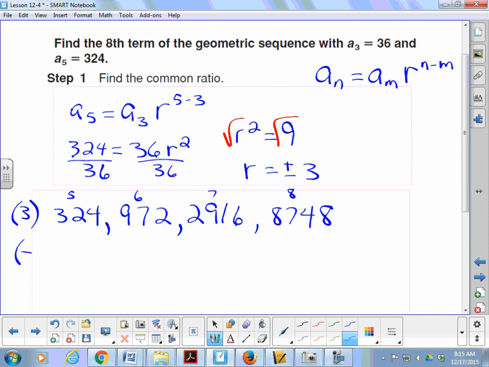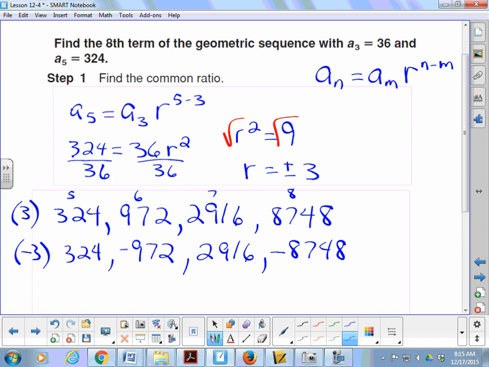What if we use negative 3? All right, so the fifth term is still 324, but the sixth term would be negative 972 because we're multiplying by negative 3. The seventh term is 2,916 still, but the eighth term is going to be negative 8,748. So there are two answers to this problem. Positive 8,748, negative 8,748. And so you have to report both terms.